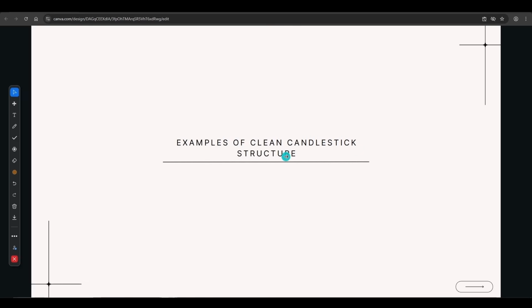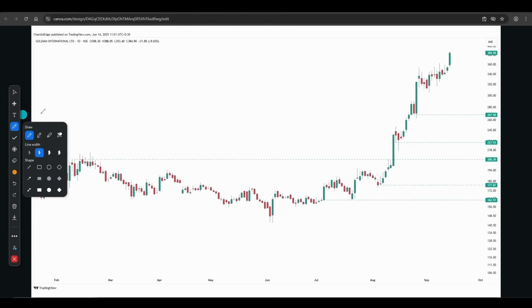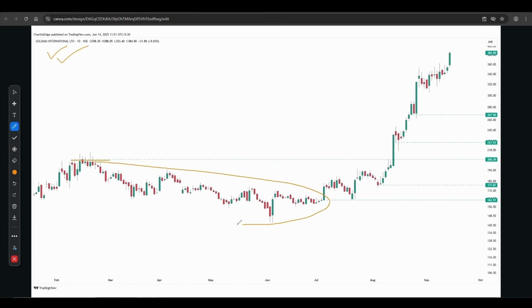Now these are some of the examples of clean candlestick structures. Our first example is Goldium. Same thing. This does not concern us. This concerns us. Look at the candlestick structures, right? The lows are being protected, good contraction, good up move. Again, if the price had to go down, it would have closed down from here.